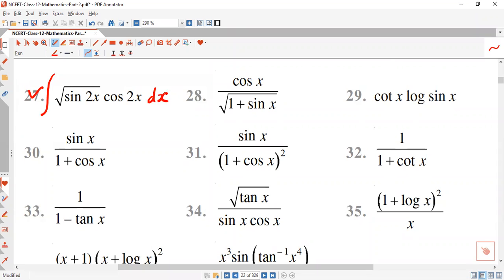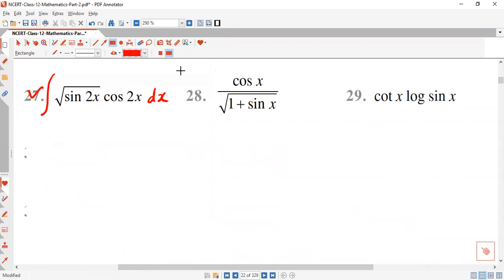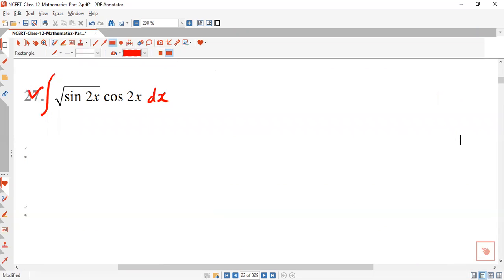So, how can we find out the integration of this function? The function given is square root of sine 2x cos 2x dx. Remember, we always start from the radical sign, because we don't have any formula for the square root of a trigonometric function, and we are able to solve this one by substitution.